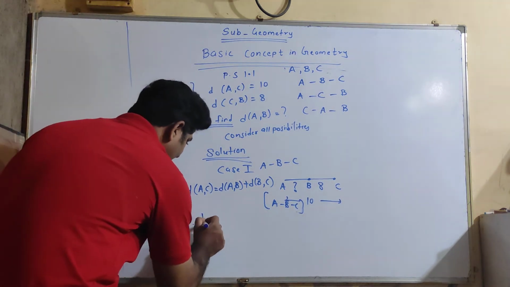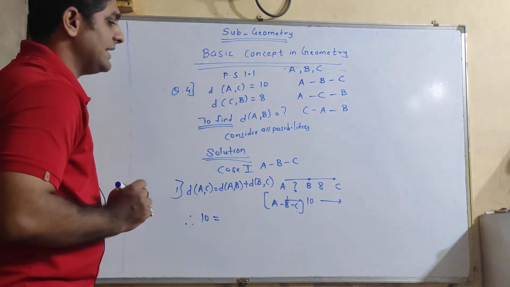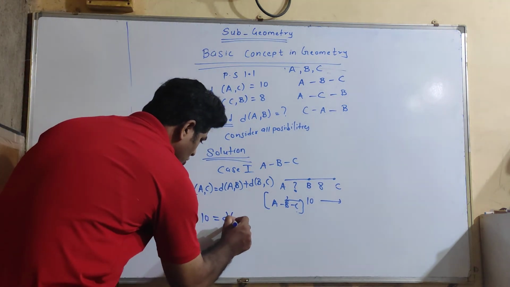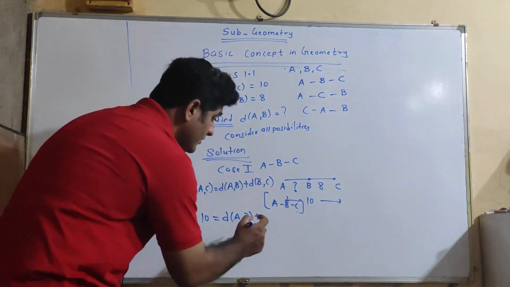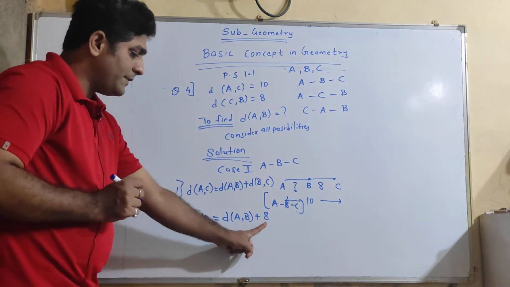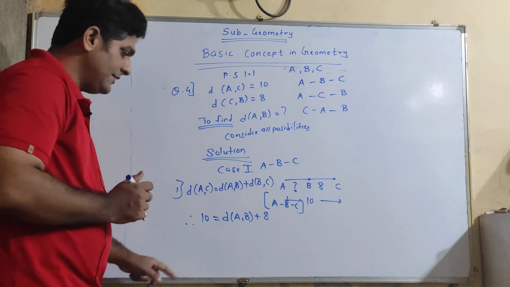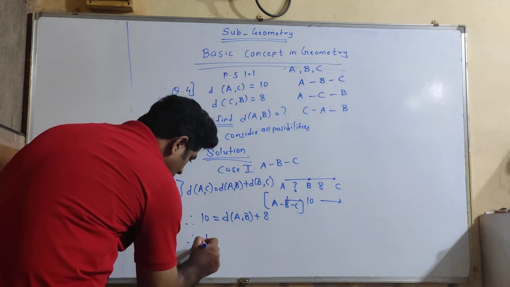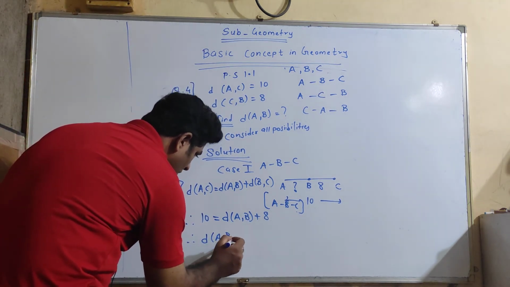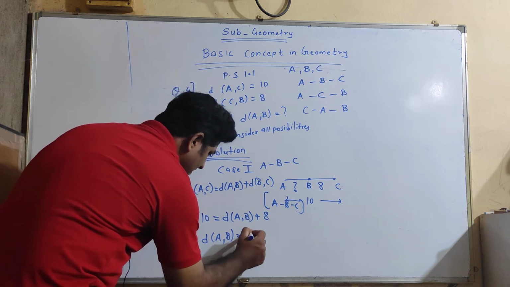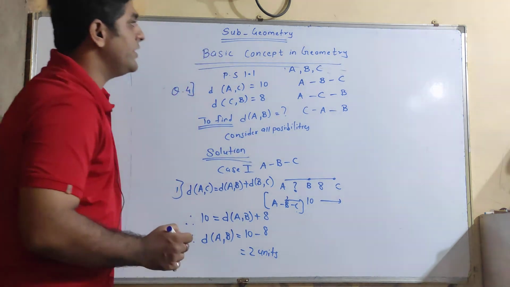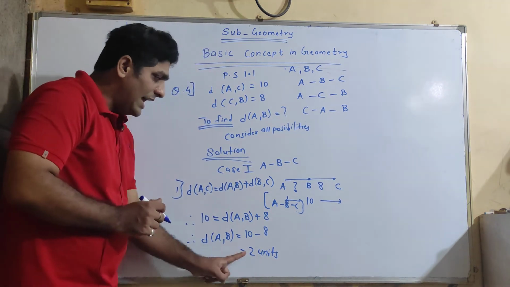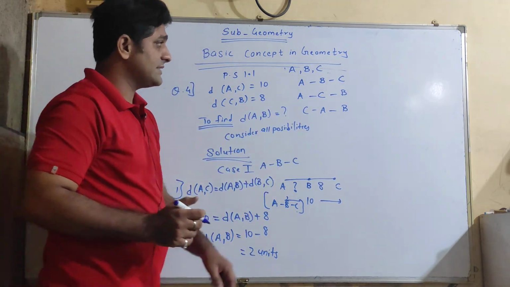Distance AC is 10, AB we are supposed to find, and BC given in the question is 8. Now plus 8, on the other side becomes minus. So distance AB is 10 minus 8. This is 2 units. So we got distance AB as 2 units in the first case.